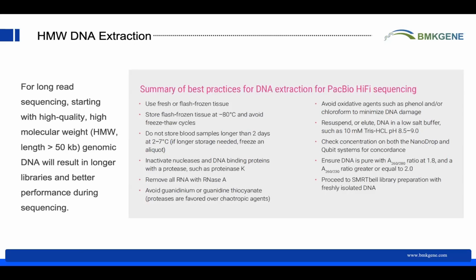And here I list some summaries of best practice for DNA extraction for PacBio HiFi sequencing. You should use fresh or flash frozen tissues, and this flash frozen tissue should be stored at minus 80 degrees centigrade, avoiding freeze and thaw cycles. And also for blood samples, you'd better not store them longer than 2 days at 2 to 7 degrees centigrade. If longer storage is needed, they should be frozen adequately.